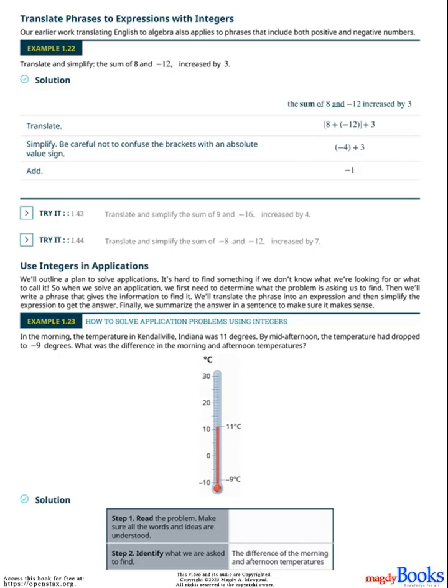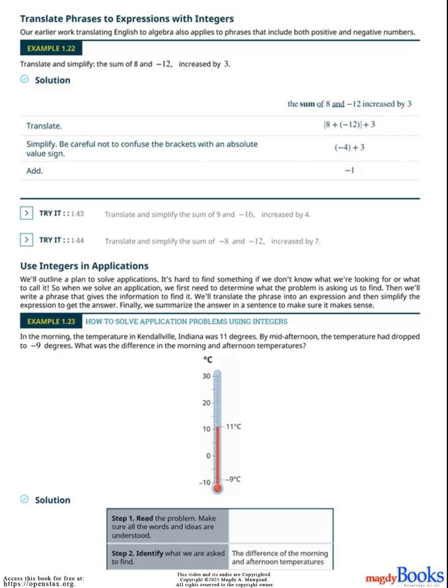1.2.7. Use integers in applications. We'll outline a plan to solve applications. It's hard to find something if we don't know what we're looking for or what to call it. So when we solve an application, we first need to determine what the problem is asking us to find. Then we'll write a phrase that gives the information to find it. We'll translate the phrase into an expression and then simplify the expression to get the answer. Finally, we summarize the answer in a sentence to make sure it makes sense.